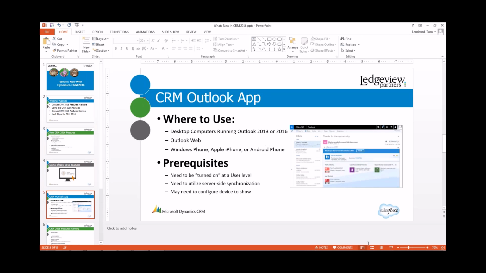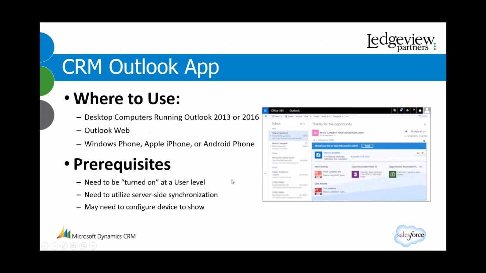And let's look at what the Outlook app provides us. So this is a newer feature where it can be used against any desktop computers or laptops that are running Outlook 2013 or 2016, Outlook Web, and then any Windows phone, Apple iPhone, or Android phone. So this is not a true replacement for your current Outlook desktop plugin. But I would say that you could replace it for your Outlook 2013 or 2016 users.